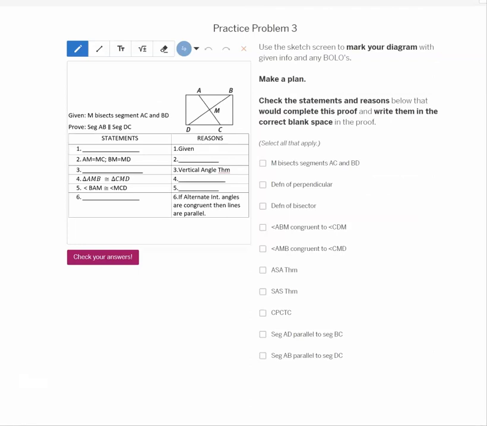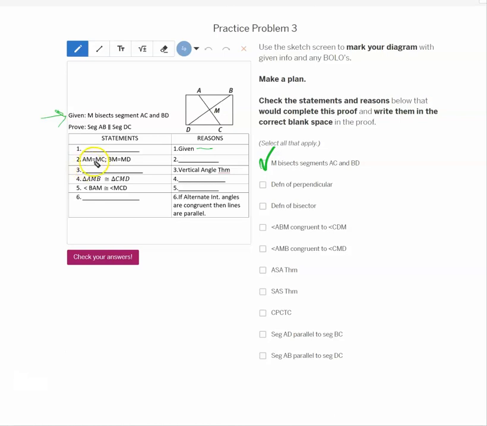It says to sketch your screen, mark your diagram with the given info, and be on the lookout for things that we talked about. You're going to make a plan, check the statements and reasons below that will complete this proof, and write them in the correct blank space in the proof. So the first one, the reason is given. If the reason is given, we know that the statement has to be the given information. It says M bisects segment AC and BD. So we know this one's going to be correct.